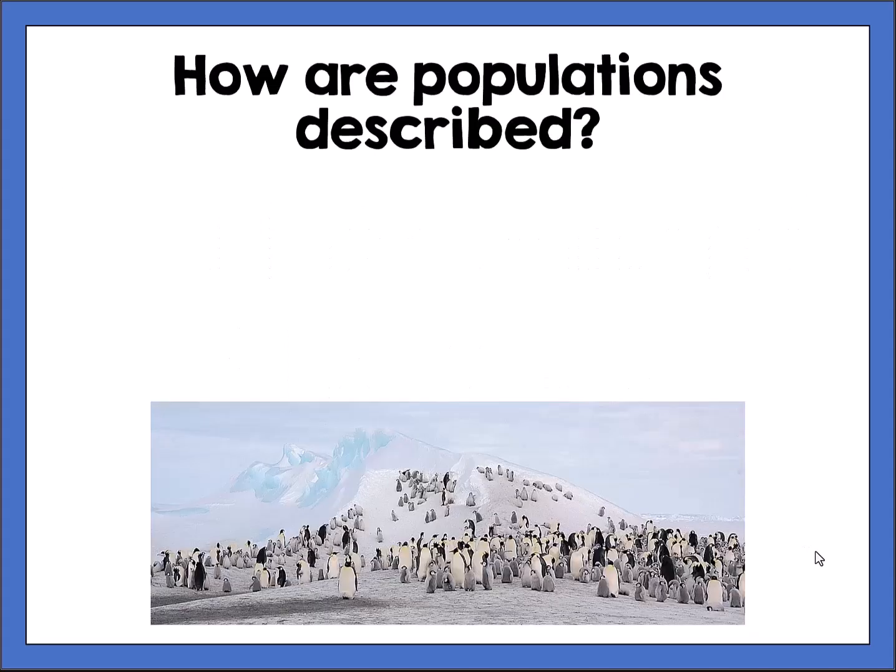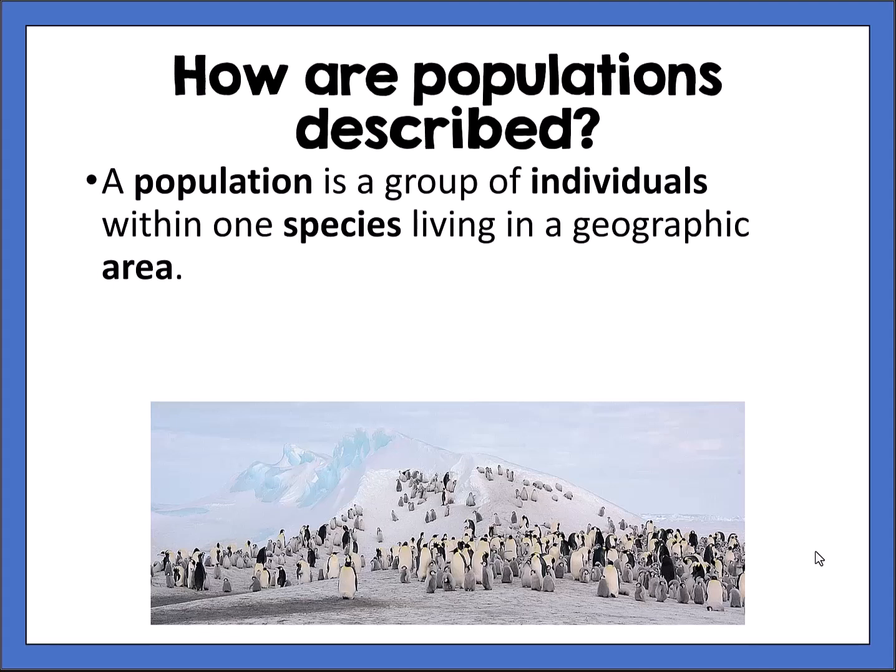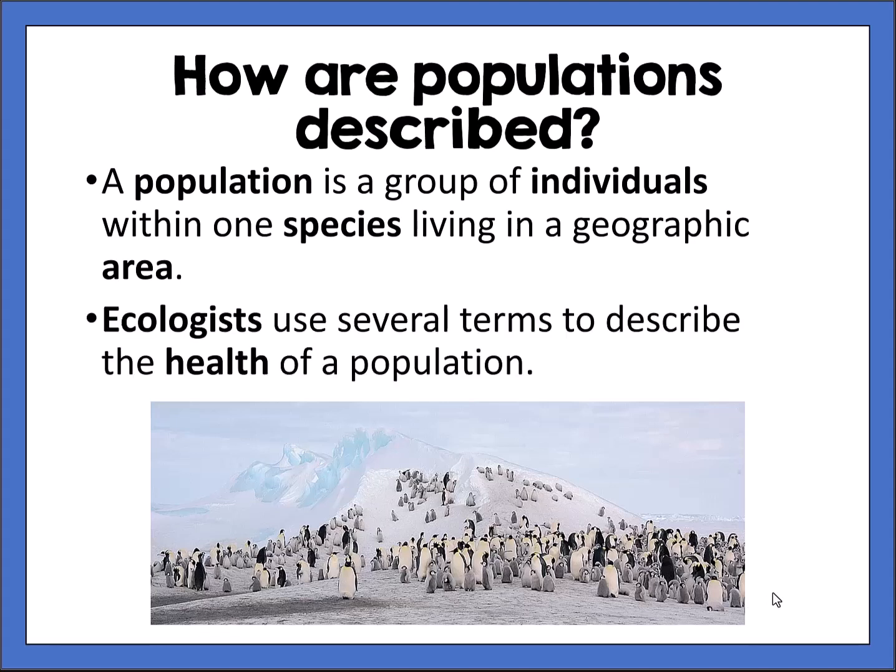So how are populations described? Well, a population is a group of individuals within one species living in a geographic area. So this group of emperor penguins is a population. It's all one species and it's living in this particular area. And ecologists use several terms to describe the health of a population.